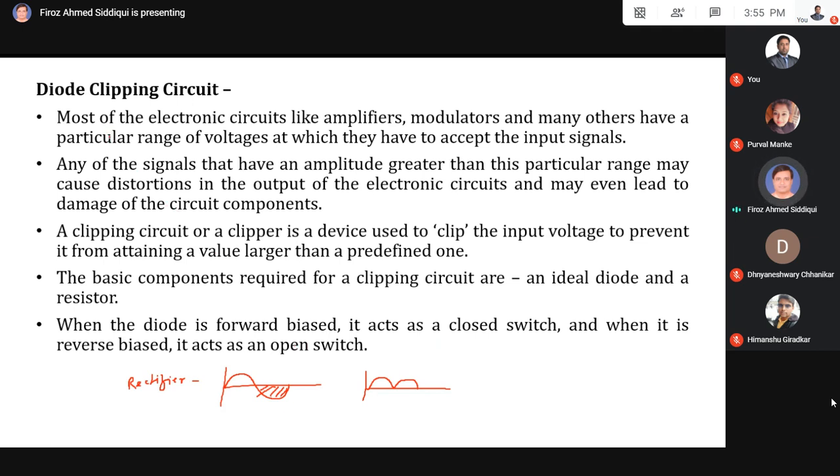So clippers have other applications too. Most of the electronic circuits like amplifiers, modulators and many others have a particular range of voltage at which they have to accept the input signal. So if your input voltage is very high, you can clip it and bring it to the level so that it can be accepted by the circuit. Any signal that has an amplitude greater than this particular range may cause distortion.